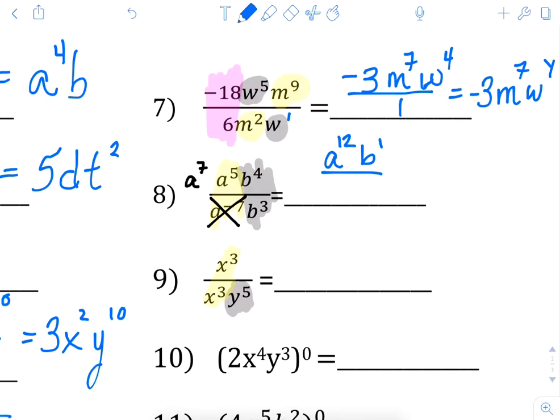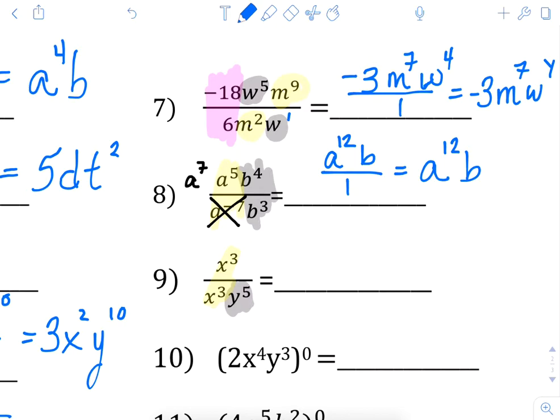We do not use a 1 for an exponent, so we take that off. There's nothing left on the bottom, so we use a 1 as a placeholder. I don't want a placeholder in my final answer on the bottom, so we're going to do A to the 12th and then a B. Okay? Let's try one more like this.